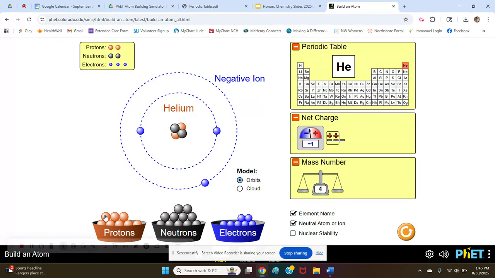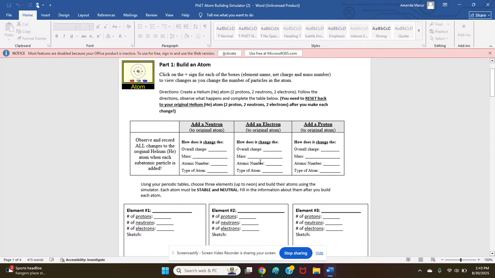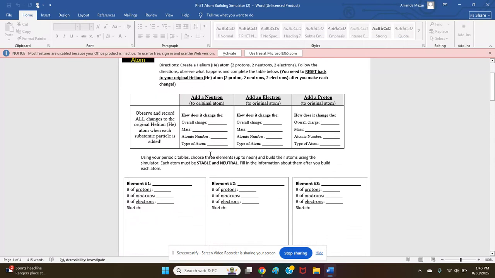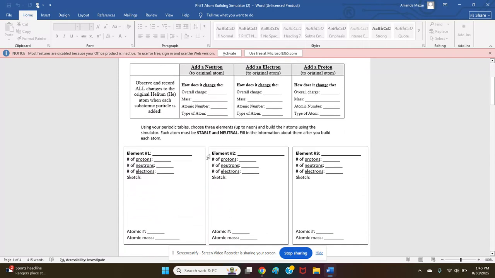If I add a proton, like I taught you the other day, it's going to change what element I'm looking at. So I add it in, and it changes it. Now it's lithium, okay? So just things for you to play around with as you go through and try to answer these. Now, a few quick notes before I let you go.